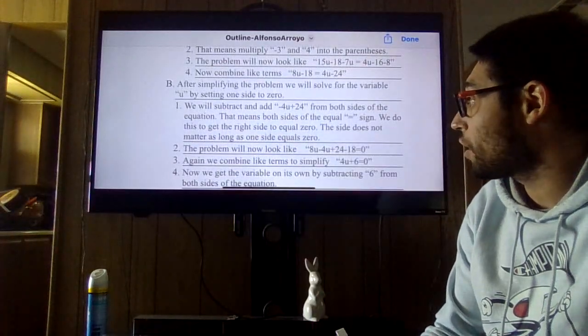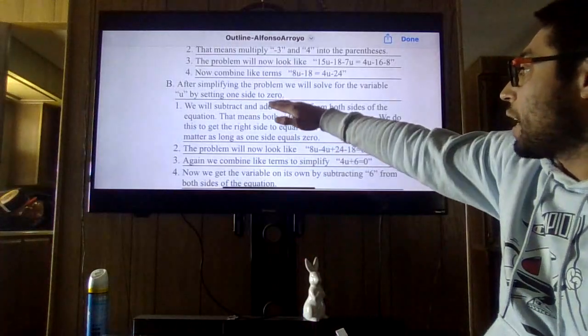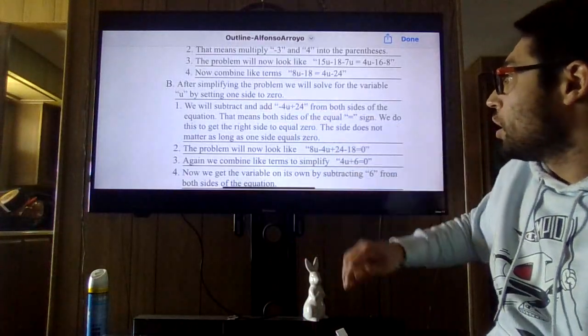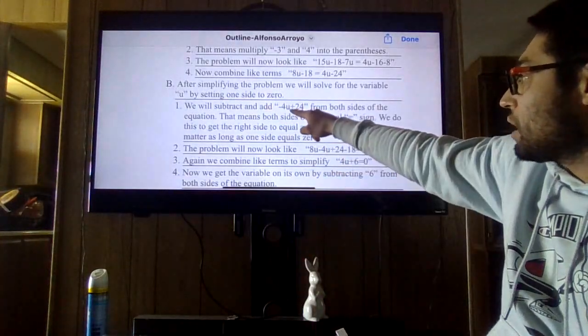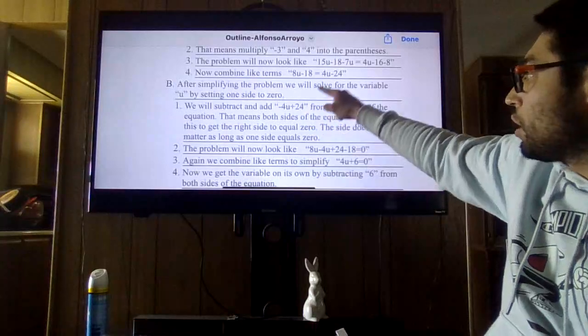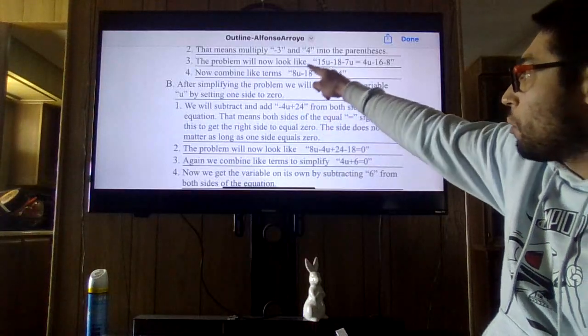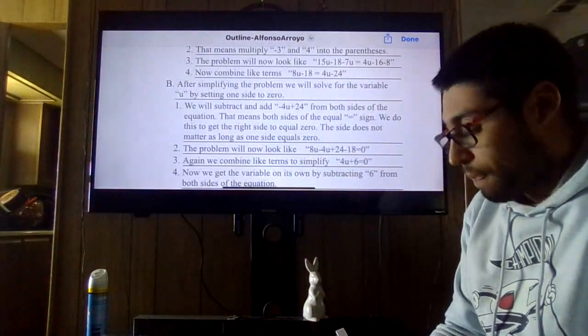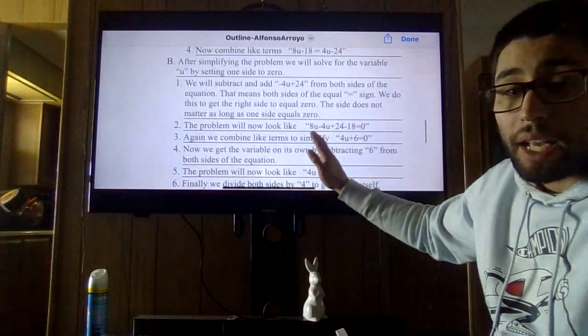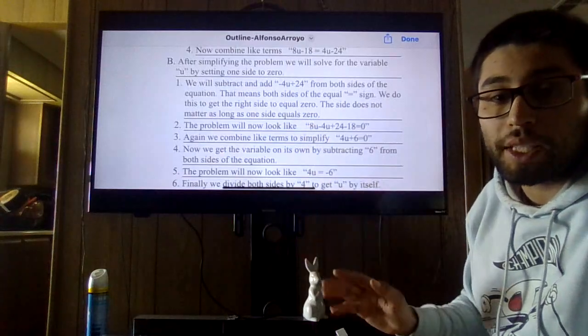The easiest way to solve for the variable is to get one side to equal 0. So in this case, we will subtract minus 4u plus 24 so that this side equals 0, and we'll do the same to this side. It doesn't matter what side of the equation you do it to, as long as one side is set to 0.